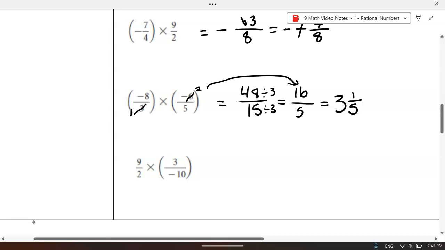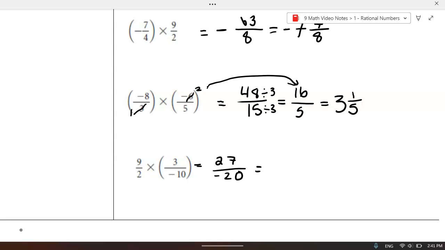Okay, so then last but not least, let's multiply out this one. 9 times 3 is 27. 2 times negative 10 is going to be negative 20. So I know my overall sign on this thing is going to be negative. I'm going to put it out here.